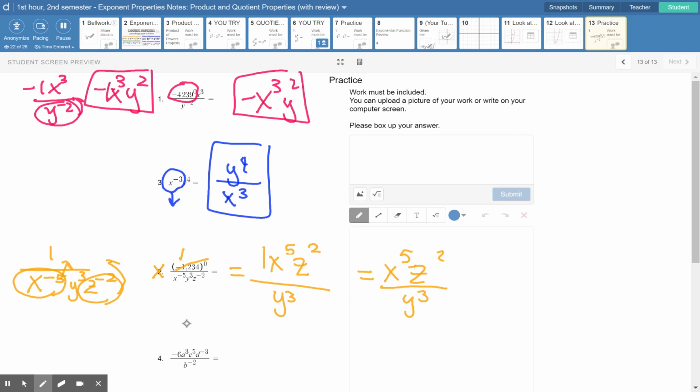And then lastly, negative 6, that's just a negative base, so it just stays. So does a to the 3rd, because that is a positive exponent. So does c to the 5th, that's a positive exponent. Now b to the negative needs to go up. D to the negative 3 needs to go down.